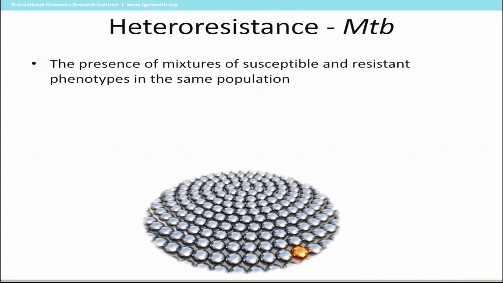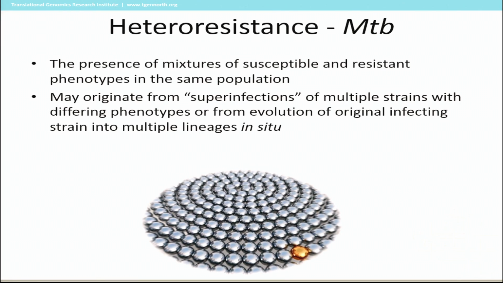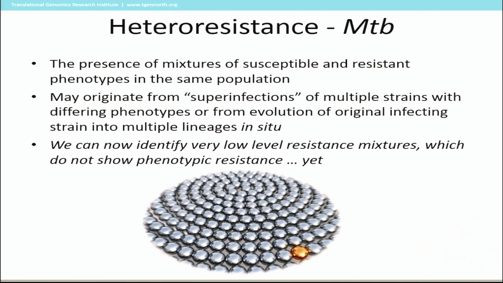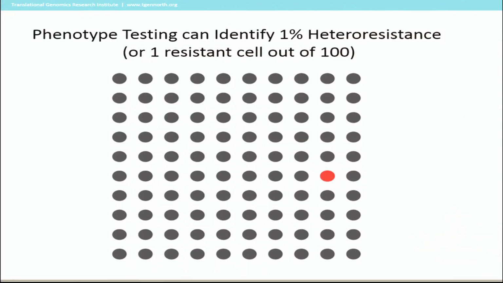So if we define heteroresistance as the presence of mixtures of susceptible and resistant phenotypes in the same population, these may come from superinfections of multiple strains with differing phenotypes, or it may come from evolution of the original infecting strain into multiple lineages in situ. Either way, you could end up with a minor population that's resistant, and that may not be detectable. And so now we can identify those very low-level resistant mixtures which don't show up phenotypically resistant yet. And so the question then, is this important?